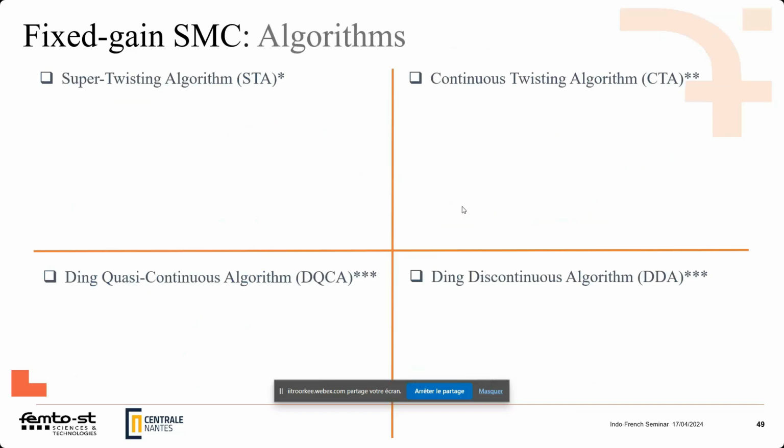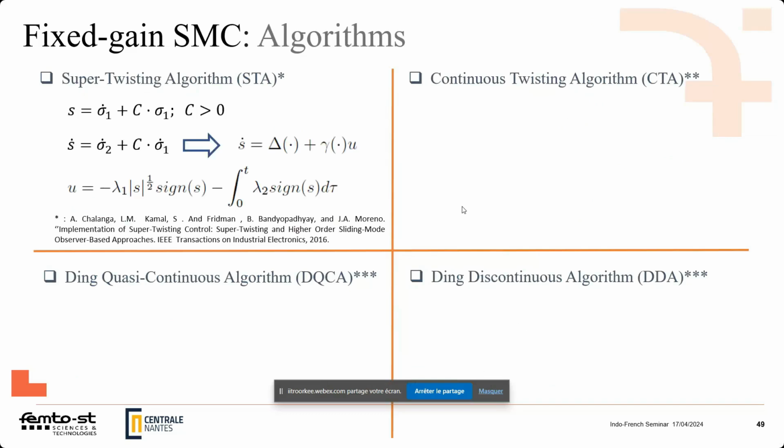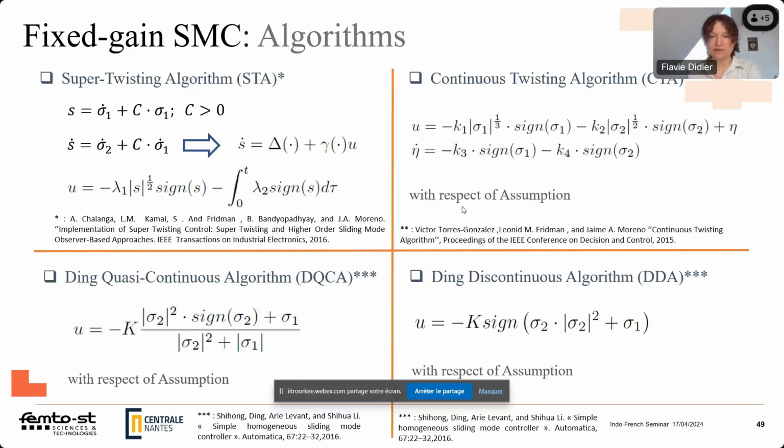Four different algorithms have been used. First, for the super twisting algorithm, because we need a first order, we use this auxiliary sliding variable. But for the other three algorithms, the continuous twisting algorithm, the Ding quasi-continuous algorithm, and the Ding discontinuous algorithm, we can use directly the sliding variable as it is, with respect to the assumption.